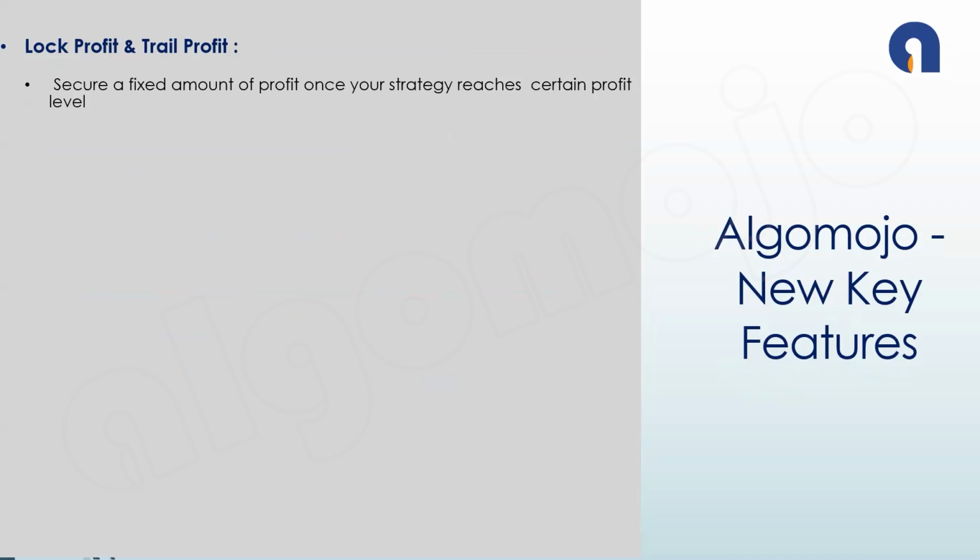Now, some new features that we have just launched are something called lock profit and trail profit. Many of you are aware of the difference between an M2M and a profit and loss. M2M would show you details of profit or loss at that point in time for that day. However, it will not be a true reflection of whether your position is in profit or loss. So that is the P&L part of it, which you will need to handle.